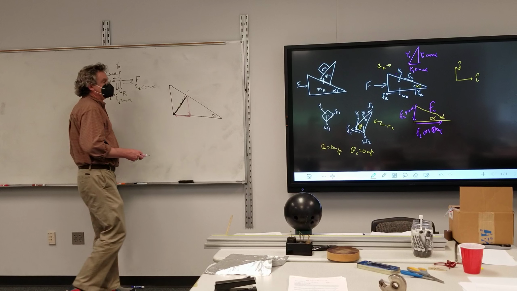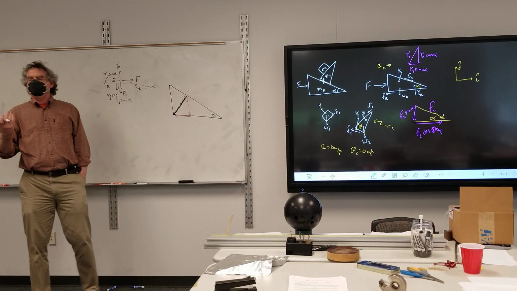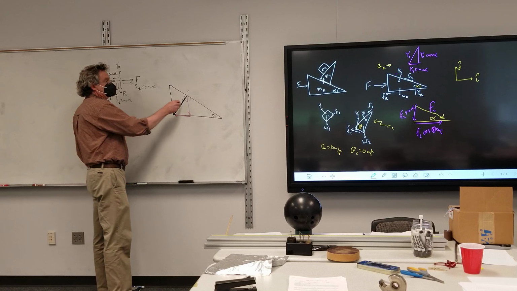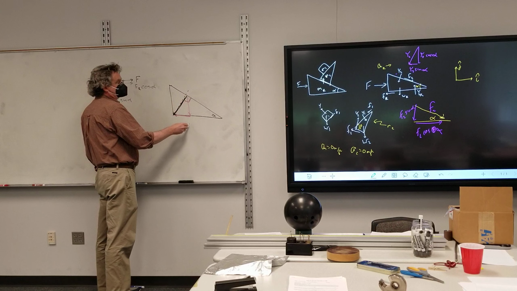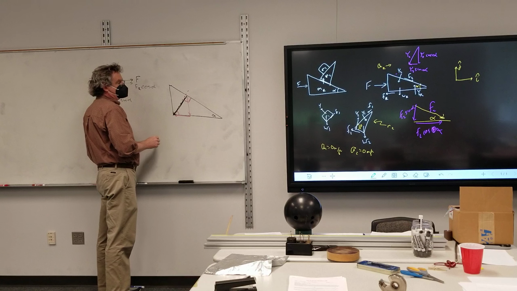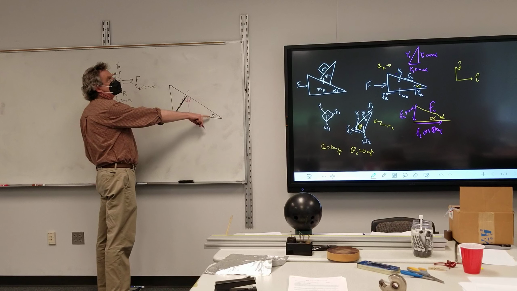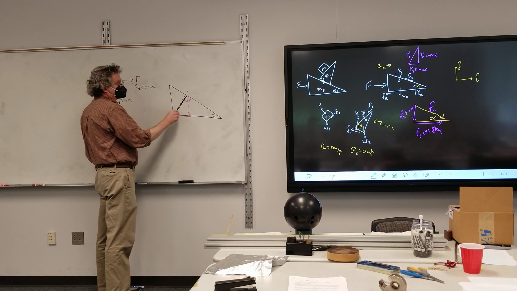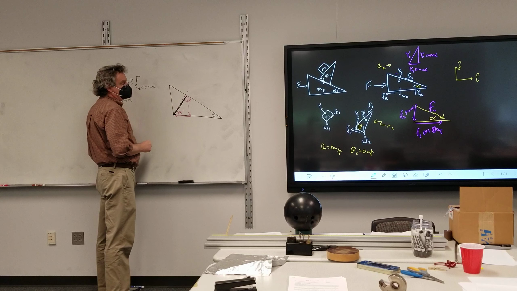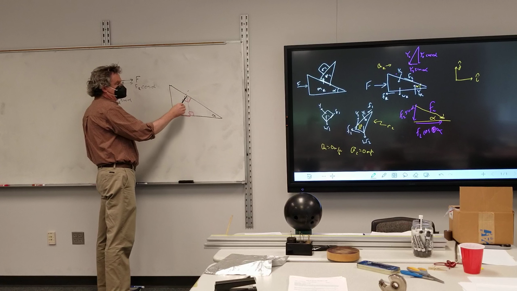Okay. So if that's alpha, I know this is a right angle because normal is perpendicular. So I've got a right triangle here, so this angle must be the complement to alpha, which I'll label as alpha prime. And then I've got a right triangle here, because weight is acting straight down, so this angle here must be alpha.